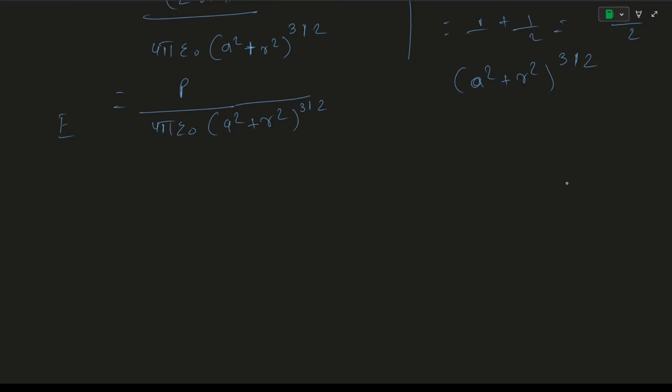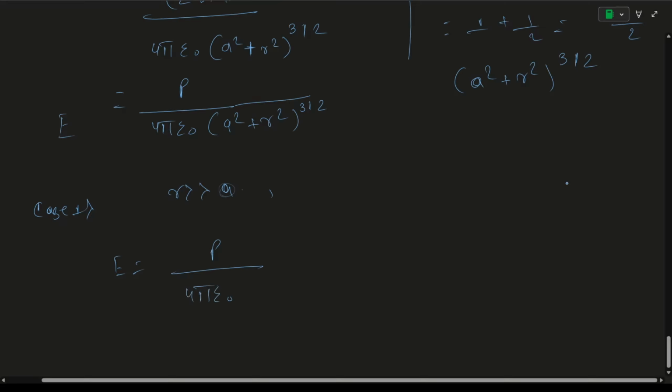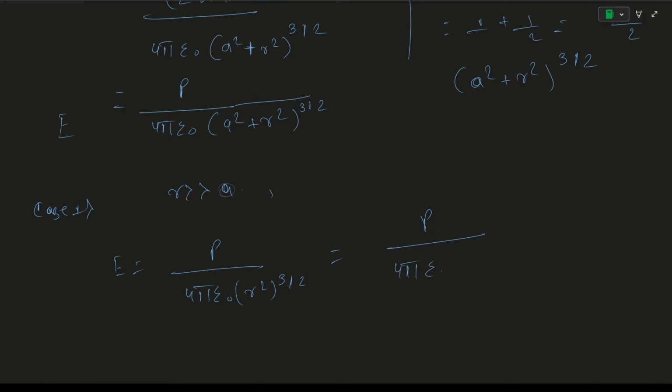Fine. If we take one more case, let's suppose the distance r is far greater than a, so we can neglect this a. Okay, and the electric field will become P upon 4 pi epsilon naught, and we can neglect this a, so r square to the power 3 by 2. So at the end, this will become P upon 4 pi epsilon naught r to the power 3.